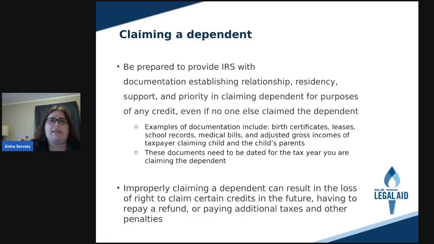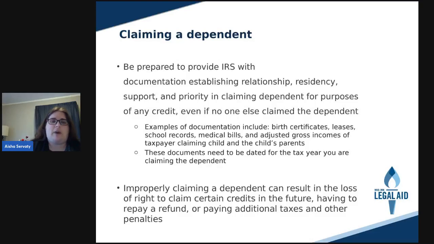When you're claiming a dependent, you want to be prepared to provide the IRS with documentation establishing those 4 tests, relationship, residency, support, and also your priority, which I'll talk about in a moment, for purposes of any credit. Depending on the age of the child, you might have school records. If no school records, you might have medical records, leases, and then the adjusted gross income of anyone claiming the child, as well as the child's parents.